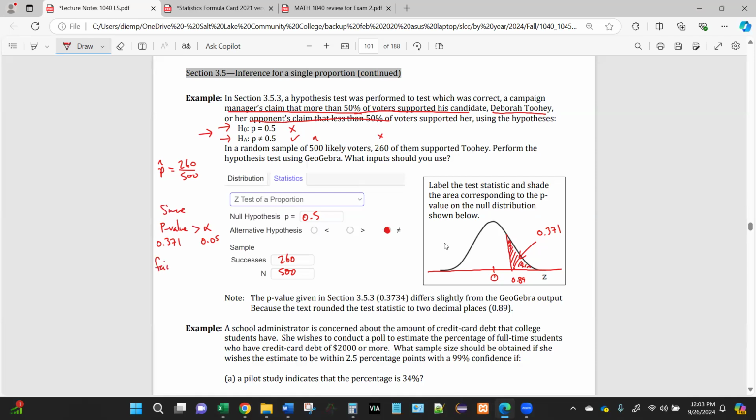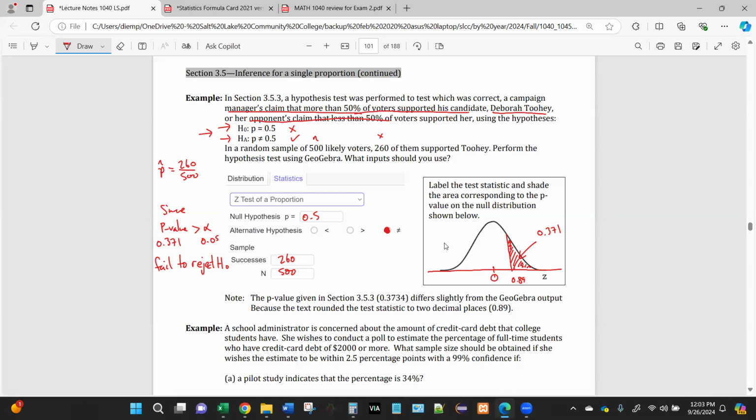So we fail to reject the null, and we say there's insufficient evidence to support the claim that there's a clear leader here in this election. So basically, neither campaign manager really should be saying that their candidate is winning, right? Because there's just not evidence of that. It's too close to call at this point. They'll have to wait until the election, right?